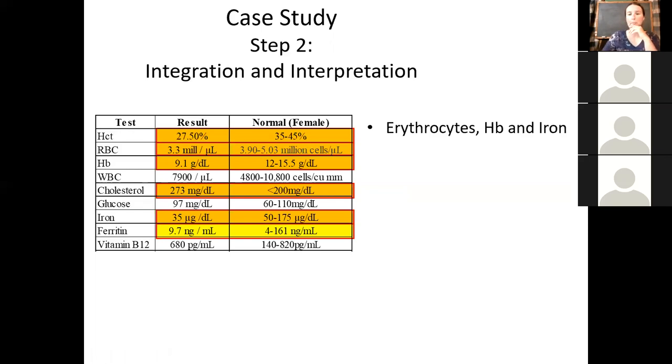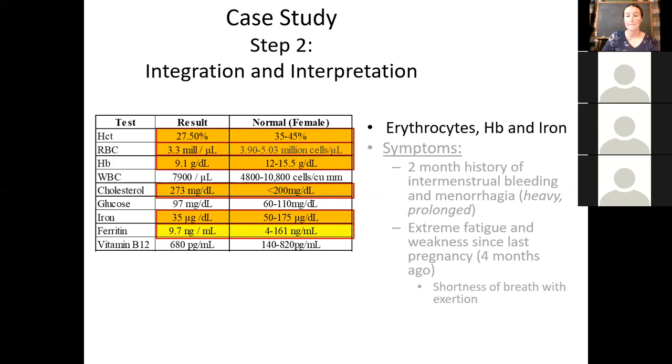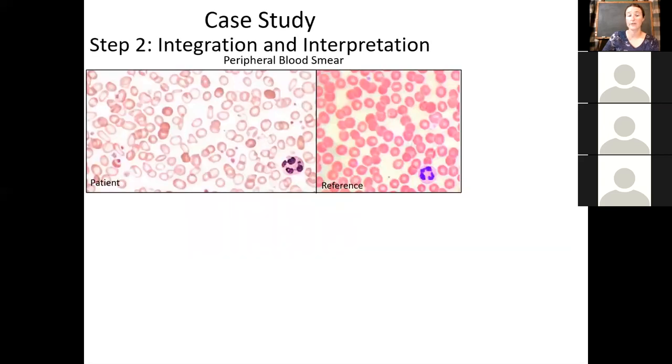All right, so what's up here? Erythrocytes, hemoglobin, and iron are low, right? So whatever she's experiencing is most likely tied back to this. So some kind of hypoxia linked to insufficient hemoglobin, iron, and red blood cells. Remember that she's been losing a lot of blood due to menstruation. And of course, she's really weak since her last pregnancy. Specifically shortness of breath with exertion.